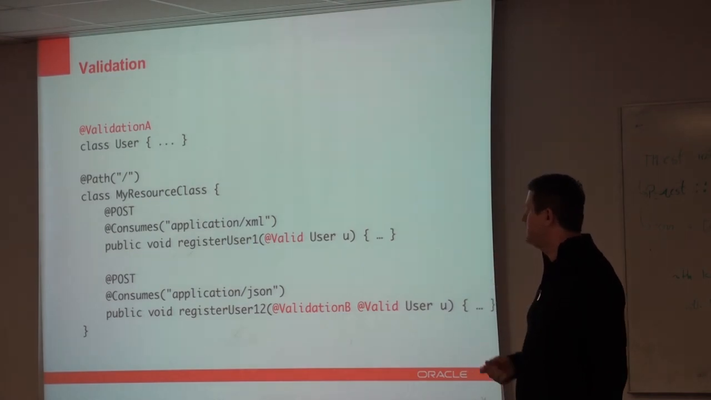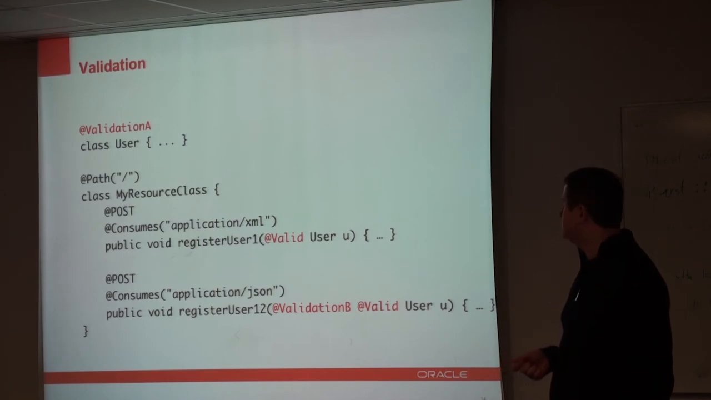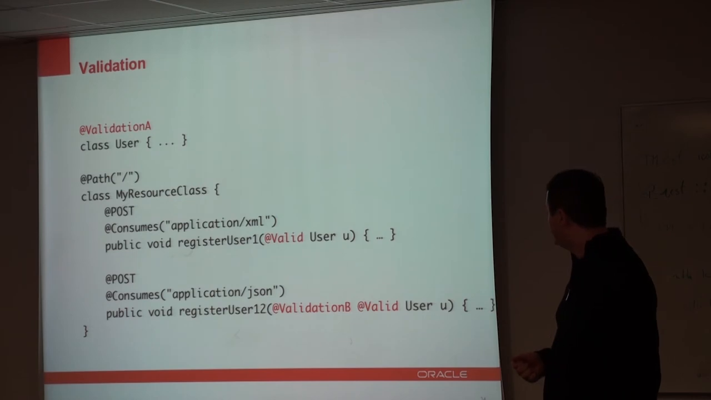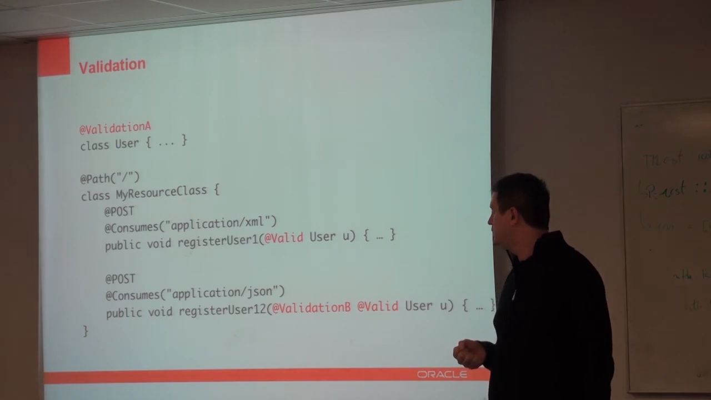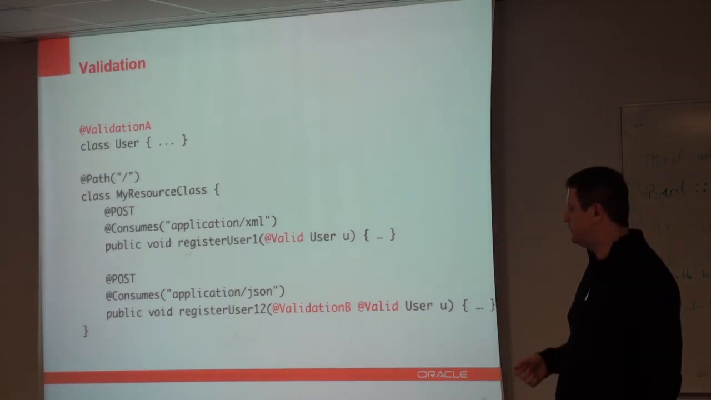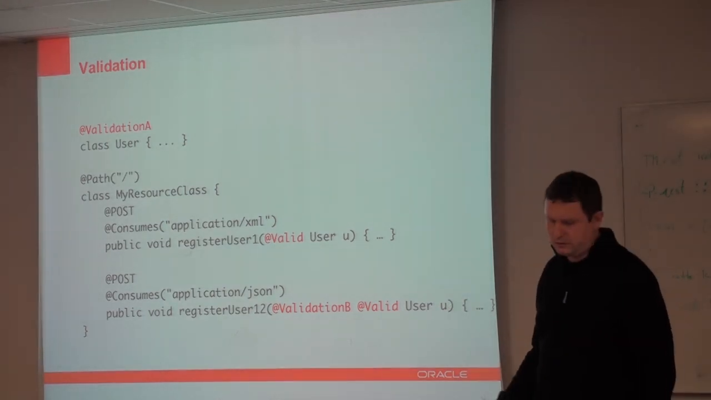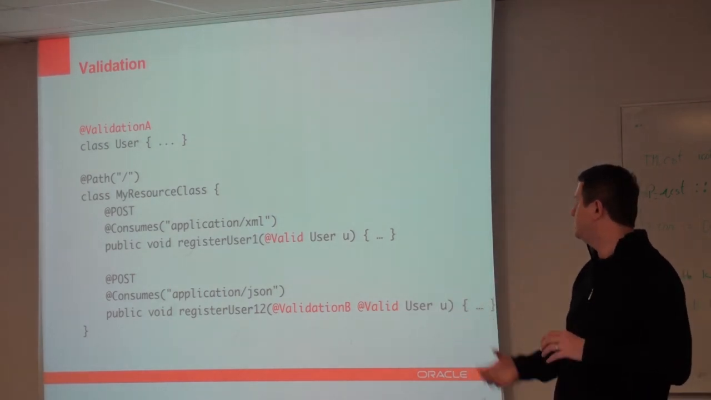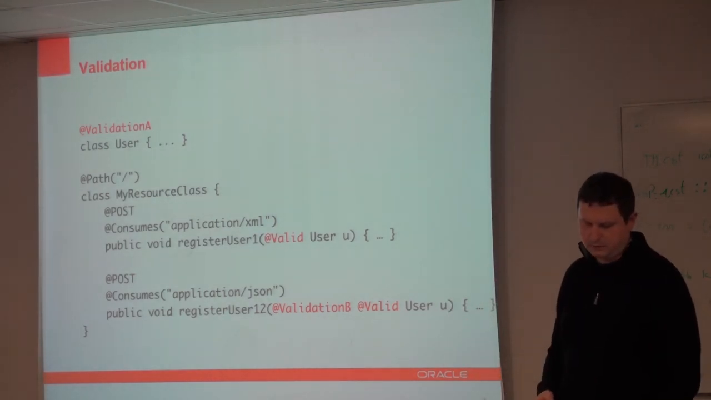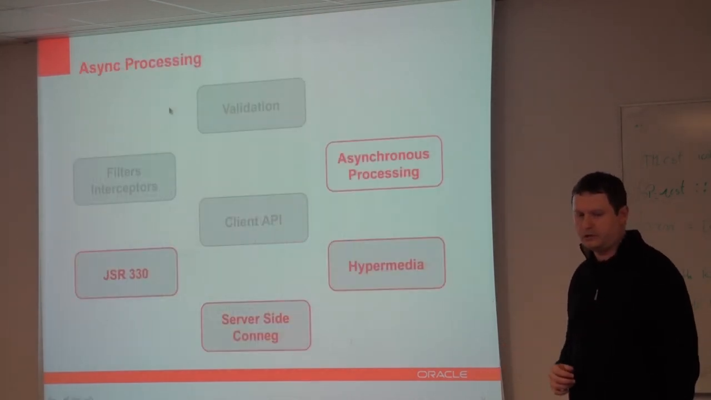This applies particularly to the parameters and to the fields of the resource class that are injected by JAX-RS. Additionally, you can also not only use the validations which are defined on the class itself. You can add additional validations also, and do dual validations. So you validate for A as well as for B, as the second method shows. So that's briefly about the validation.